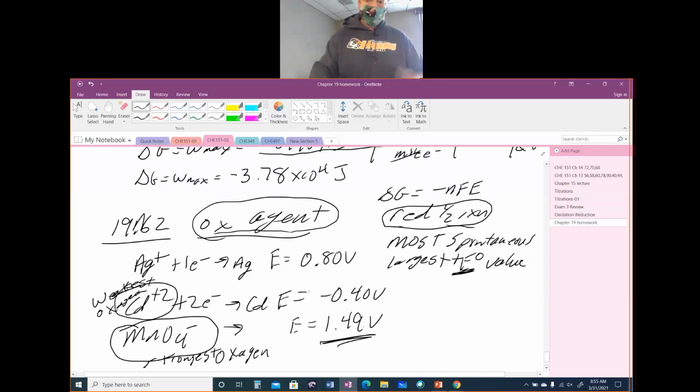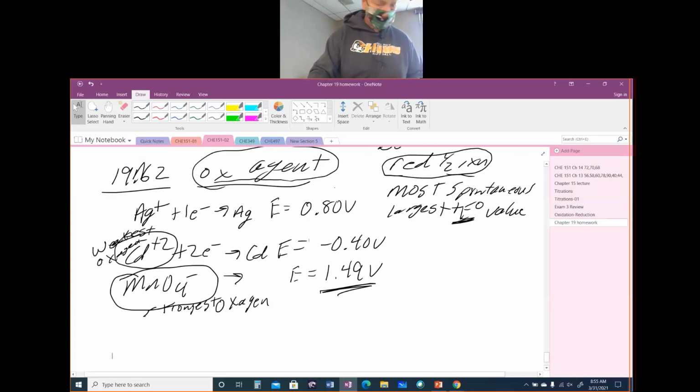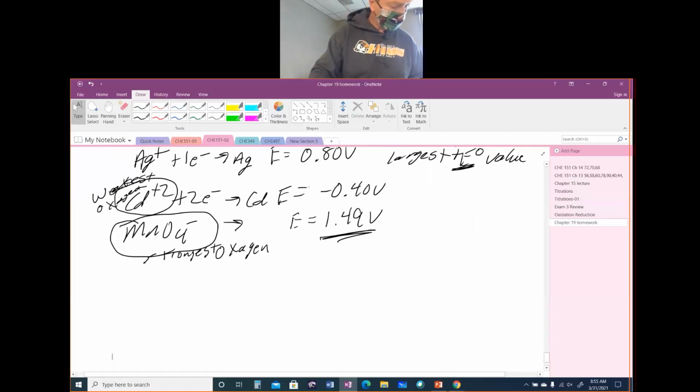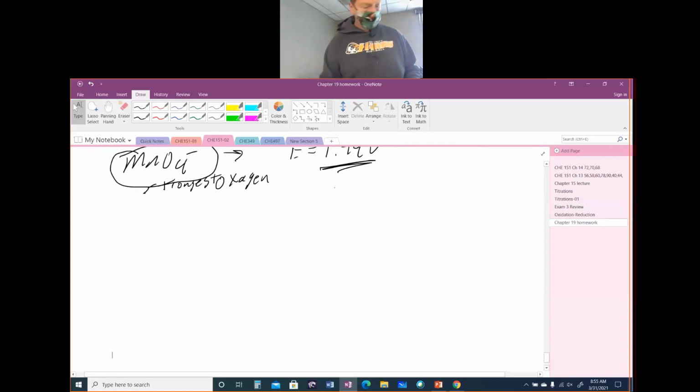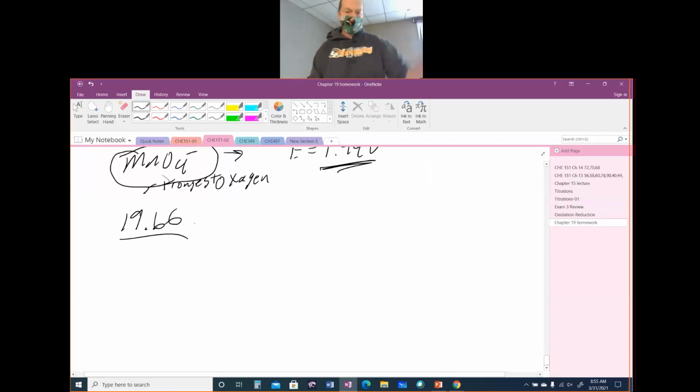So these questions can be very difficult or quite simple. If you know what you're looking for, it's quite simple. All right, 1966. So a lot of these are, will the reaction occur or not? And that means, is it spontaneous or not? If it's spontaneous, the reaction goes in the forward direction. If it is not spontaneous, then the reaction does not go in the forward direction.